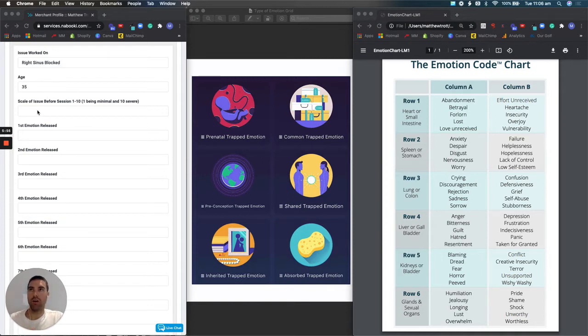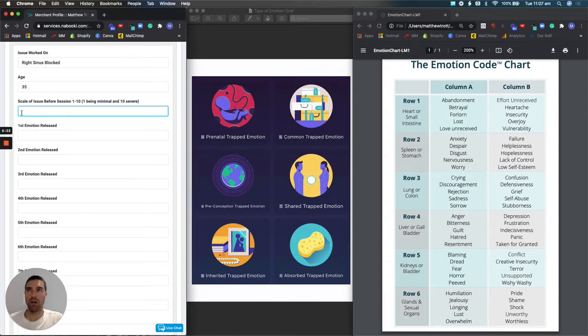Age is 35. You get the age because when we test to see what emotion comes up, sometimes the emotion will need more to release. So I'll go through this as we go through the video, but we get the age. It just helps us cut down the age that we need to identify that an emotion occurred. Helps us identify that quicker.